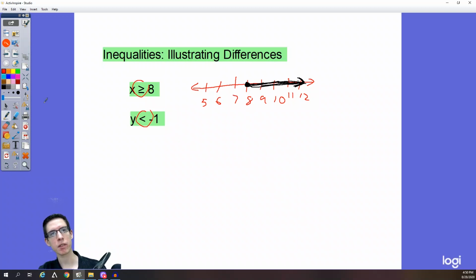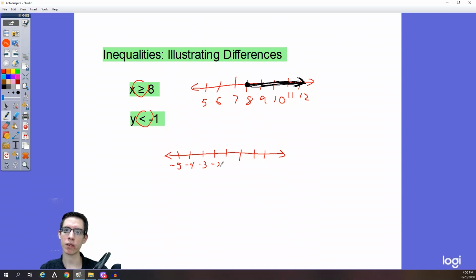The next one says y less than -1. Let me switch to red again. Once again, we're going to start the same way. Sketch out this nice long line. Put some tick marks into that sketch. Okay, and then we're going to label those. So let's make this -5, -4, -3, -2, -1, 0, 1, and 2. And we might set it up like this.